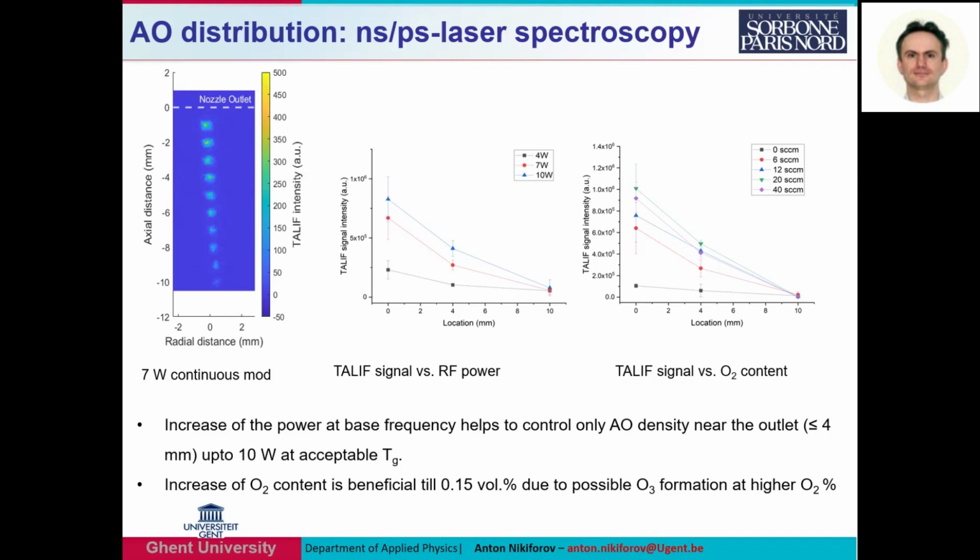So the density of atomic oxygen is increasing. Why do we stop at 10 watts? Because this was the maximum power where we can still get plasma of relatively low temperature.